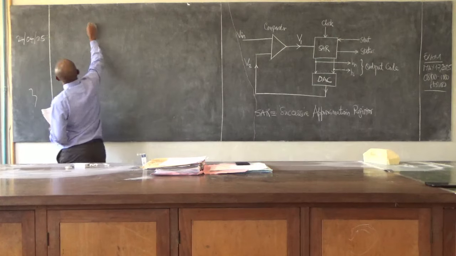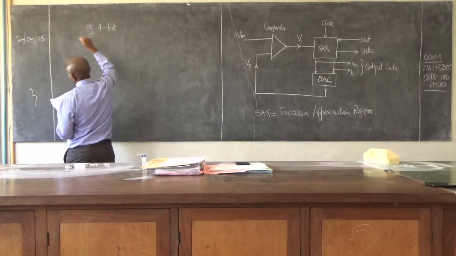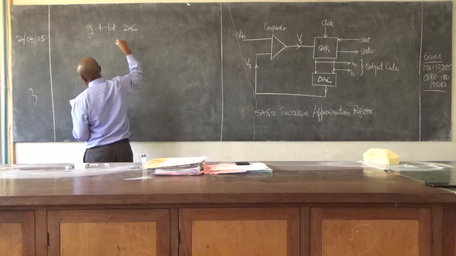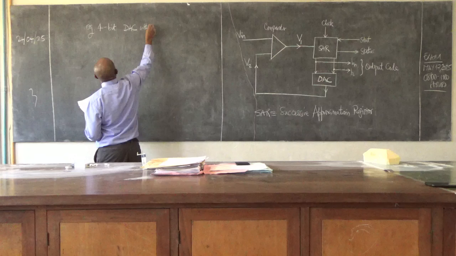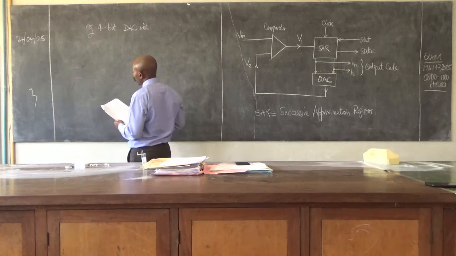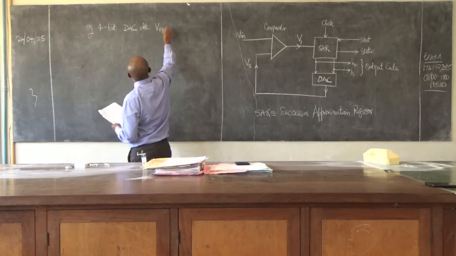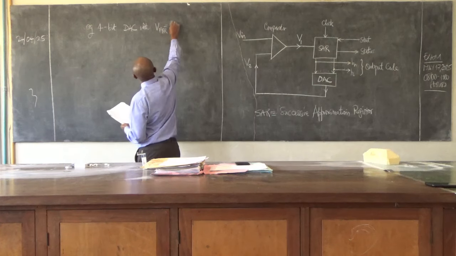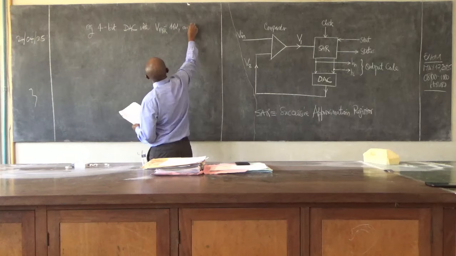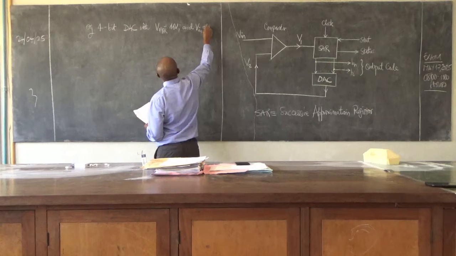E.g., if we consider a 4-bit digital analog converter with a full-scale range voltage of about 16 volts, and an input of about 5.7 volts.